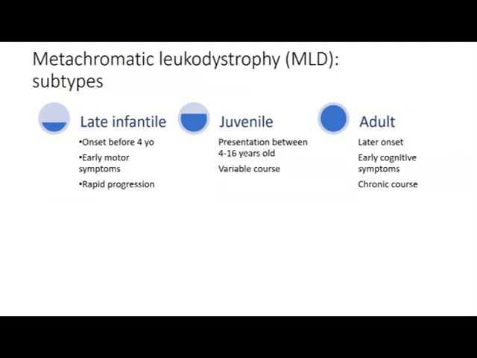In the juvenile form, these children present between 4 and 16 years of age and can have quite a variable course with a combination of both motor and or cognitive symptoms. And the adult form is later onset, so anything that begins after 16 years of age. These young adults have early cognitive symptoms and actually can have a much more chronic course with minimal changes over many years.